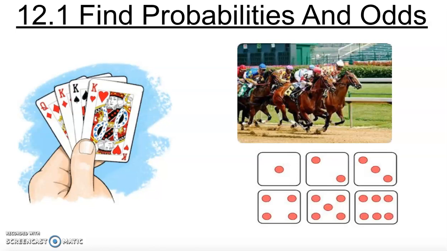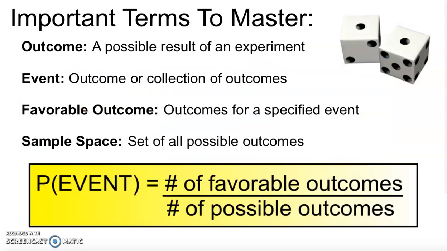This is the first section of Chapter 12, Finding Probabilities and Odds. I've got to be honest with you, one of my favorite aspects of mathematics is probability. I love studying the possibility of something happening, and probability is just one of my personal faves. So we're going to talk a little bit about that and give you an introduction to it today.